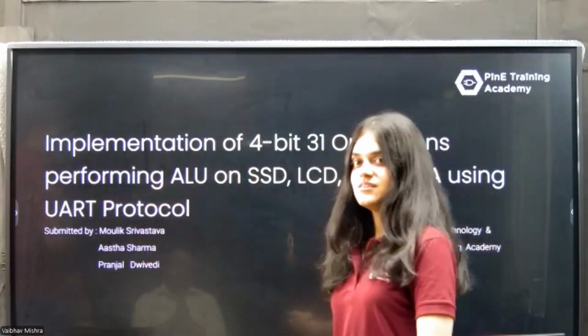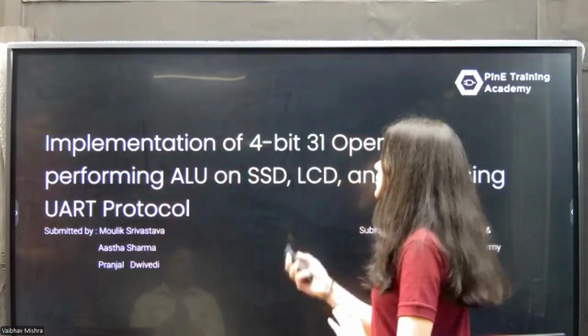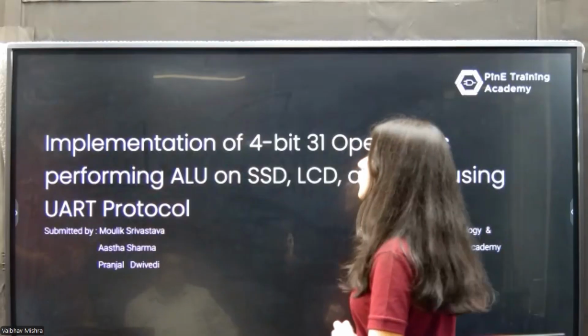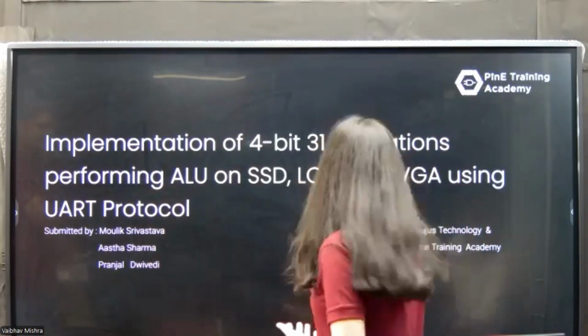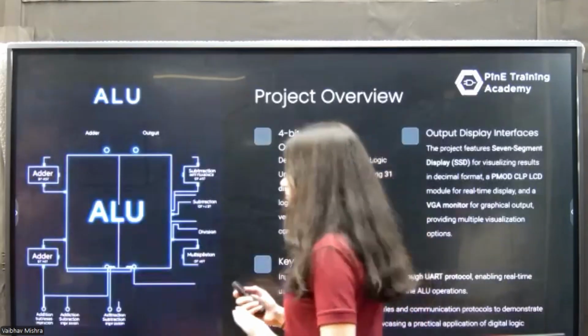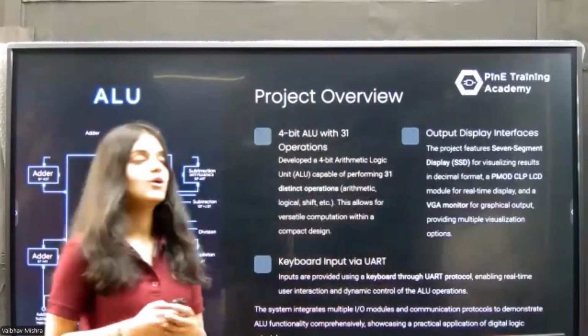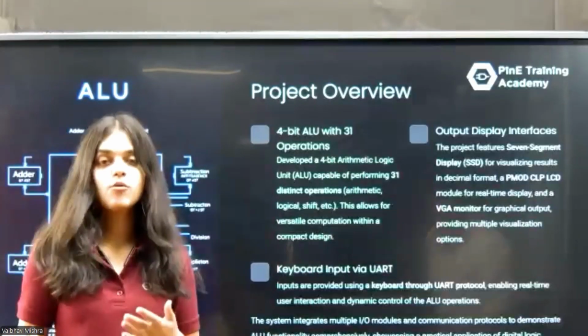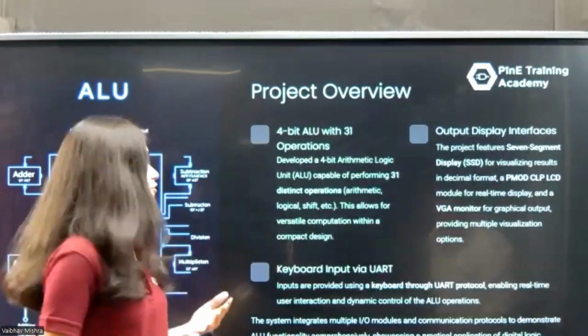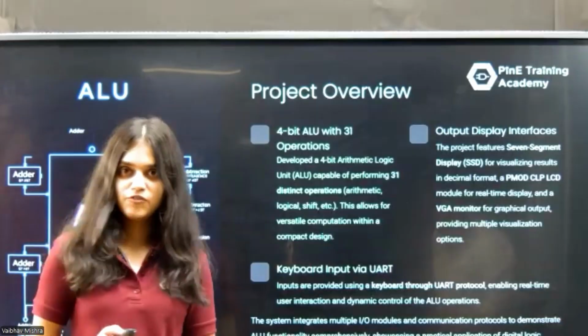So, as I discussed, the project is implementation of a 4-bit 31 operation ALU on different display devices. ALU is arithmetic and logical unit. Our ALU is designed to perform 31 different operations, which include a lot of arithmetic, logical, and shift operations.